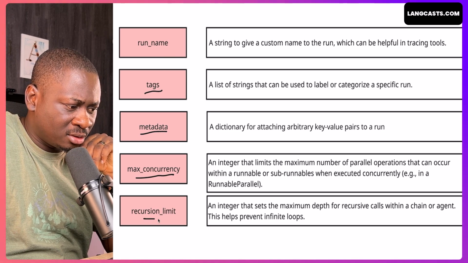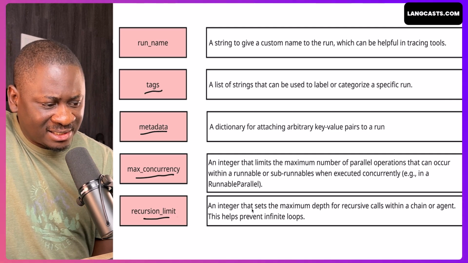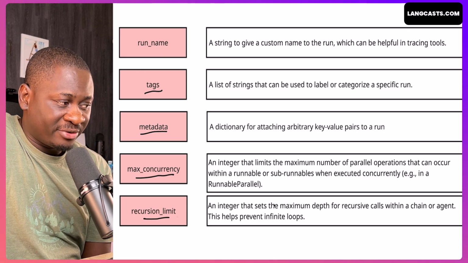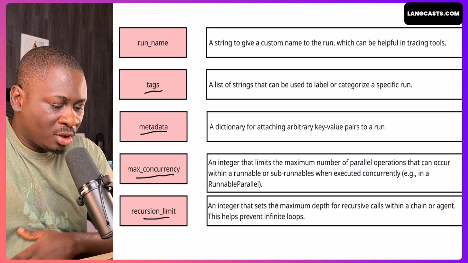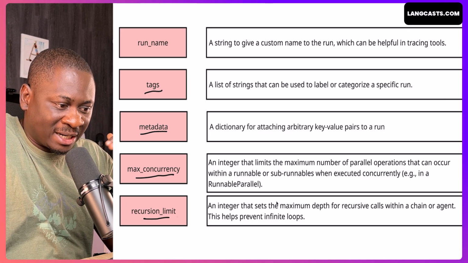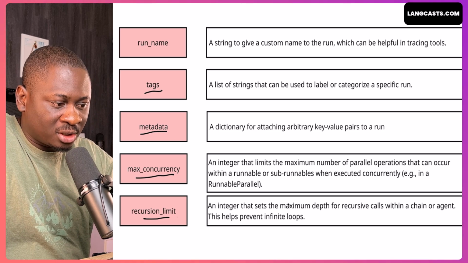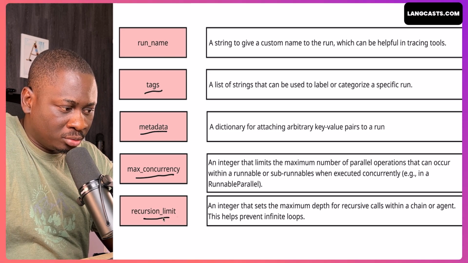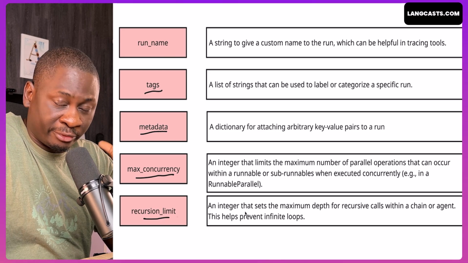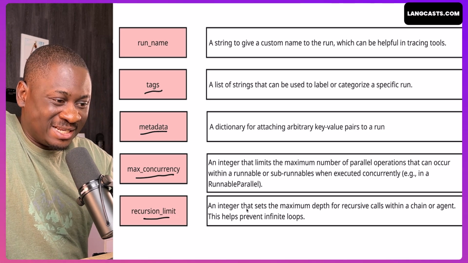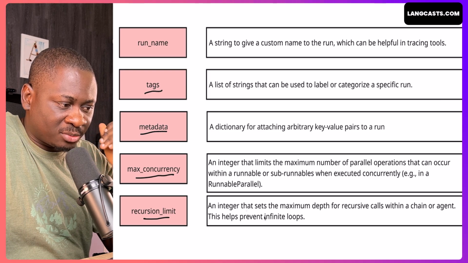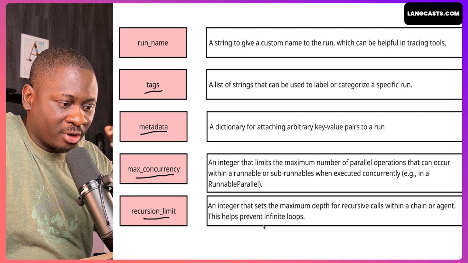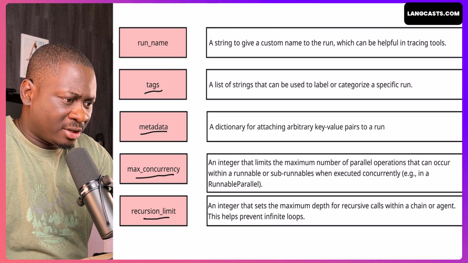Another one is recursion limit, which is also an integer value, and it sets the maximum depth for recursive calls within a chain or an agent. And this really helps you prevent infinite loops. Because when you're crafting your runnables, you can have sub-runnables and sub-runnables and sub-runnables. You want to control how much recursion is going on so that you don't end up with an infinite loop. So a recursion limit of like 3, 4, probably good enough. You don't want to be nesting too deep. So recursion limit is also something that you can set so that your runnables would behave and not just spin out of control. Let's go to the next set of parameters that we can configure.